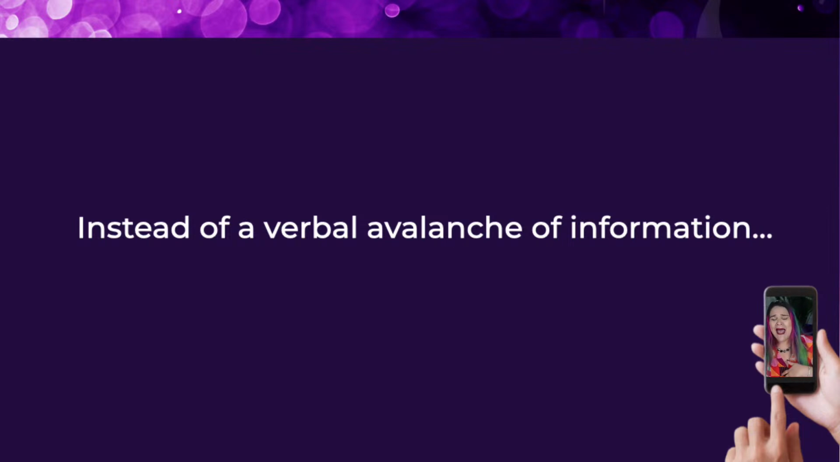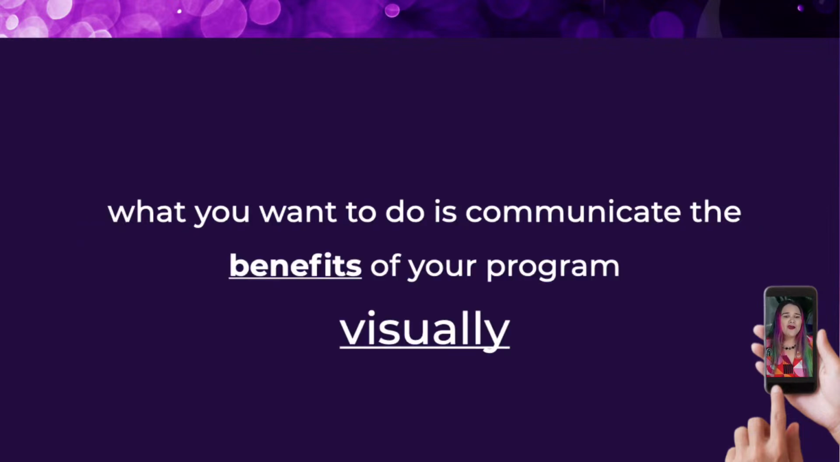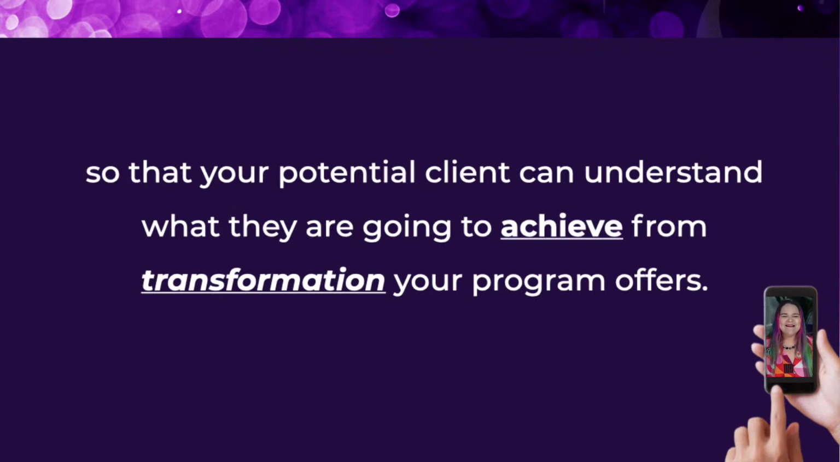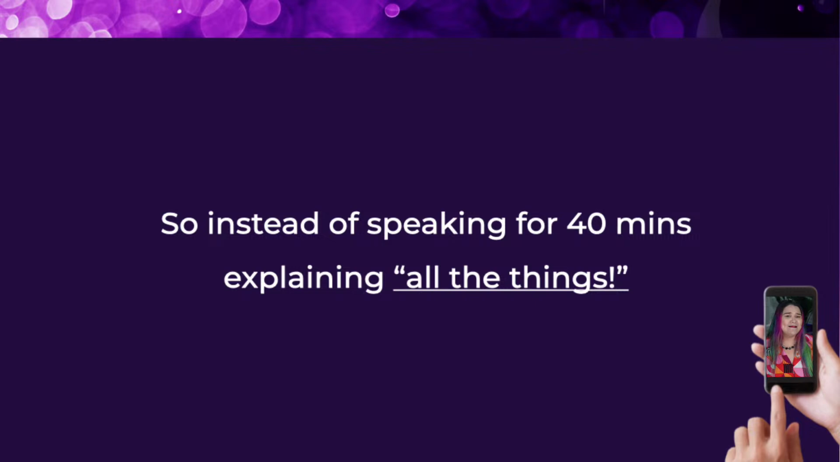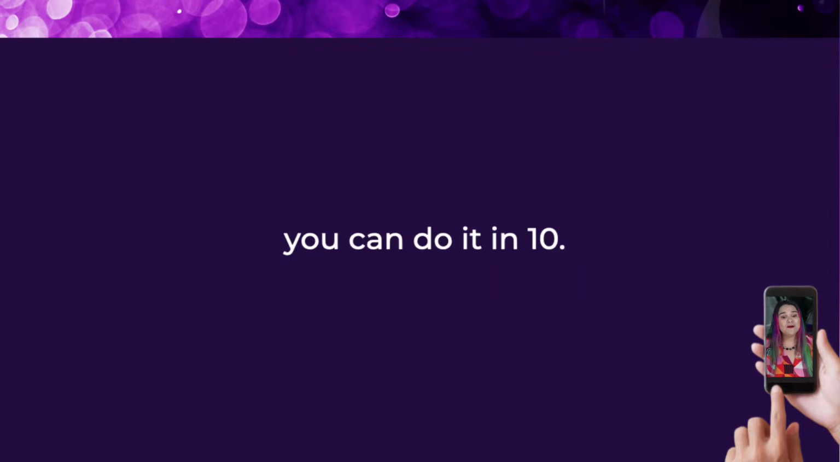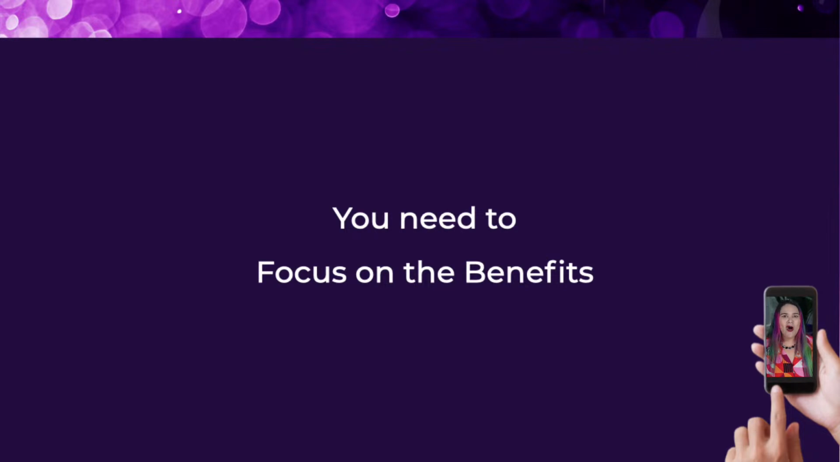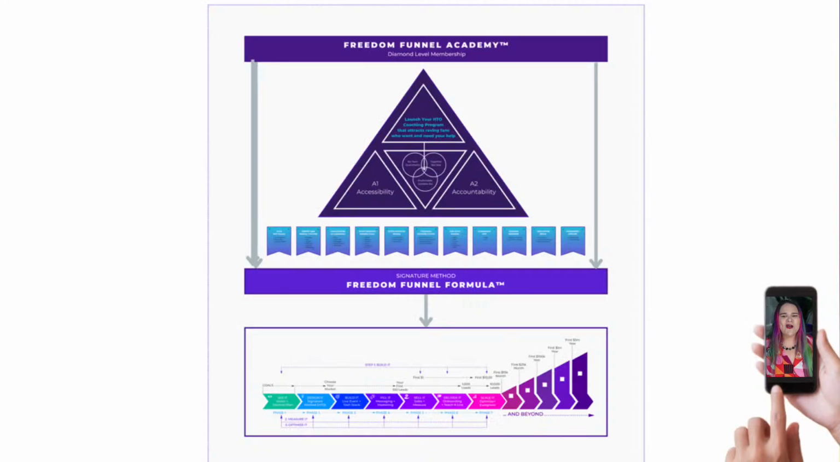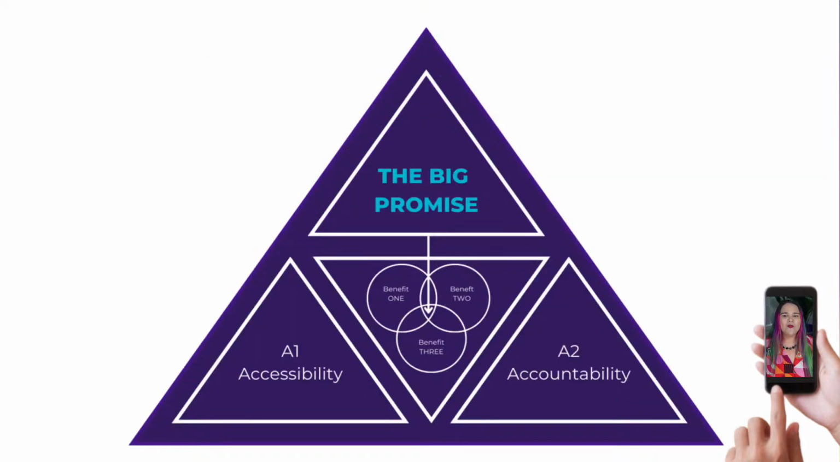Instead of a verbal avalanche of information, what you want to do is communicate the benefits of your program visually so that your potential clients can understand what they're going to achieve from the transformation your program offers. So instead of taking 40 minutes explaining all the things, you can do it in 10. You need to focus on the benefits, not the features. So let's take another look inside of our infographic offer framework. Where does it live? Well, your benefits live here, right in the heart of your program.